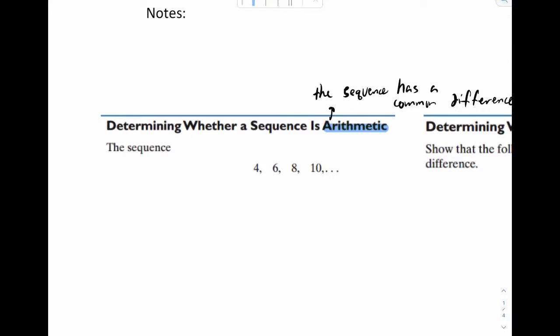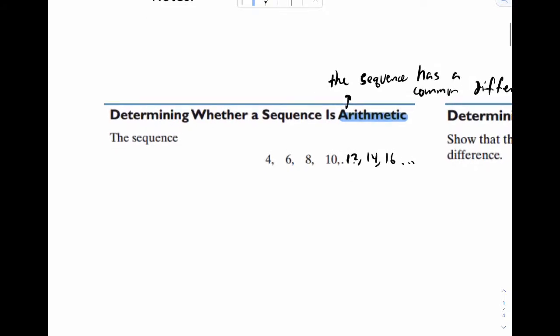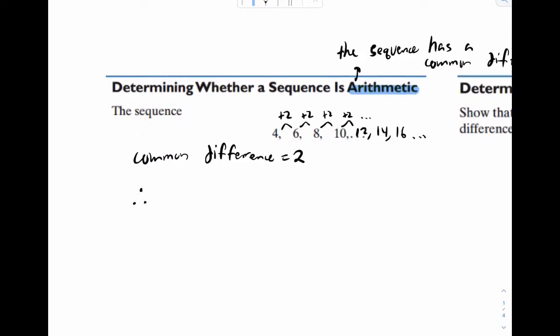4, 6, 8, 10. So I can guess the next term should be 12, 14, 16, dot, dot, dot. I can see here that the common difference equals 2. It's going up by 2 every time. Dot, dot, dot. And that's enough. The fact that it has a common difference, I can write therefore the sequence is arithmetic.